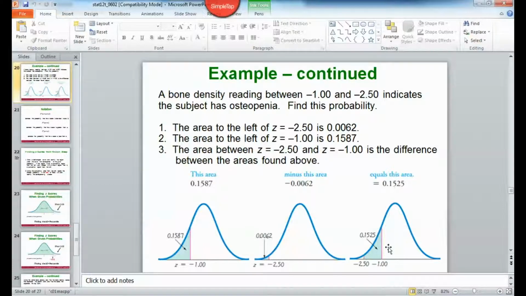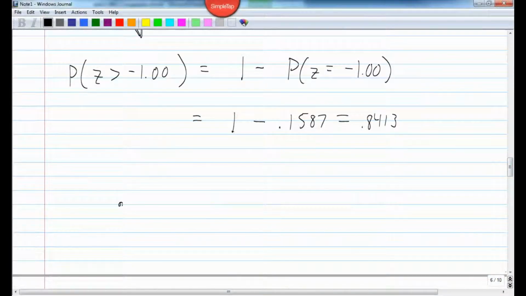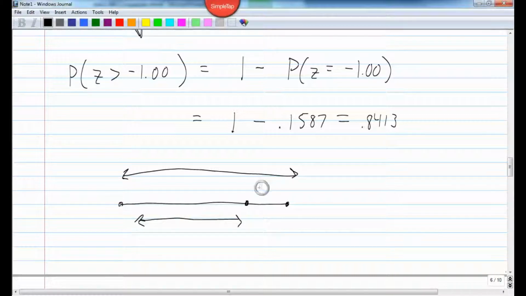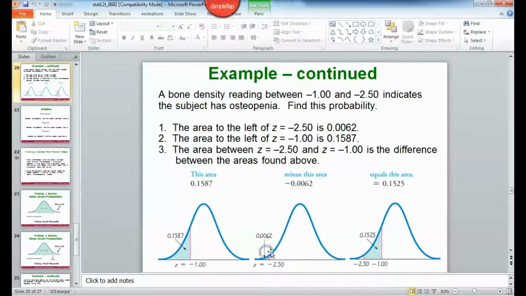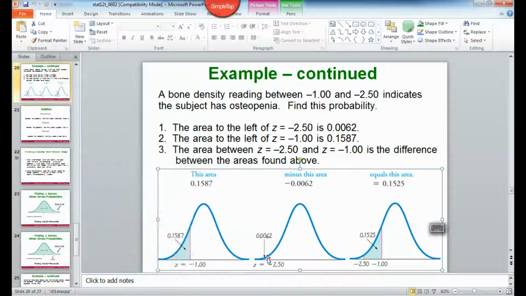Sometimes students can't quite grasp that concept. Think about it like if you drive from here to here, but you want to know the distance from, say, here to here. You can take the total distance, and then subtract out this piece. Or what if we wanted to know the distance between, say, A and B? We know the distance from A to C, and we know the distance from B to C. Then you can just subtract the piece out that you don't want. That's basically what we're doing. If we want to find the area between negative 1.00 and negative 2.50, take the one furthest to the right, take that area, then subtract the area furthest to the left, and that'll give you the area between.